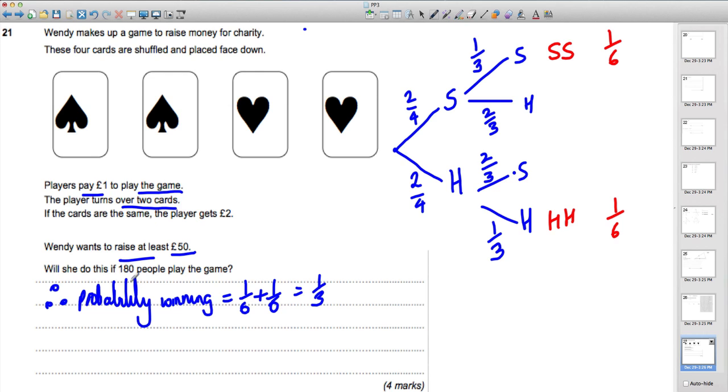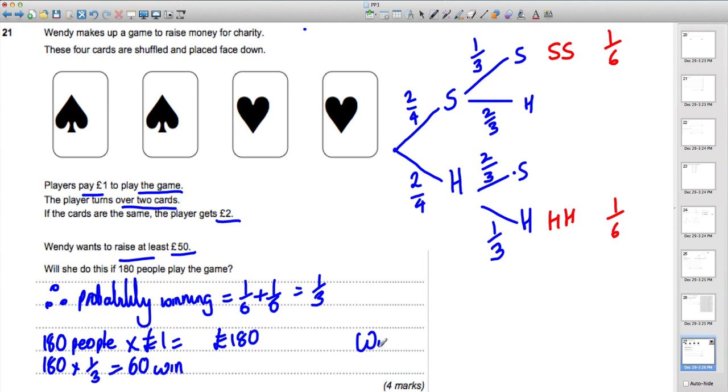So if 180 people play, and they each pay how much do they pay? £1 each. She would have £180 in the pot. Now let's work out how much she would expect to have to give away. 1/3 of the time people will win. So the 180 people times a third, 60 people should win. Okay, and each time they win, they get £2.